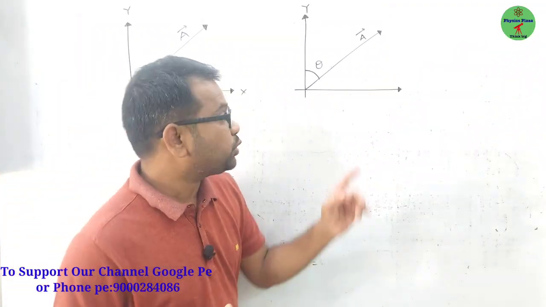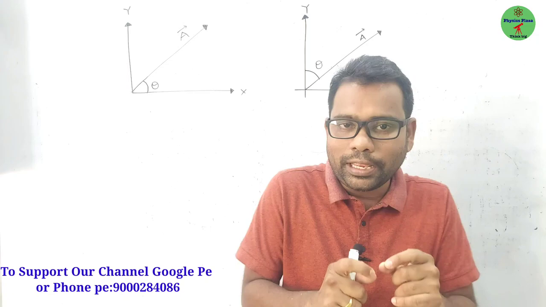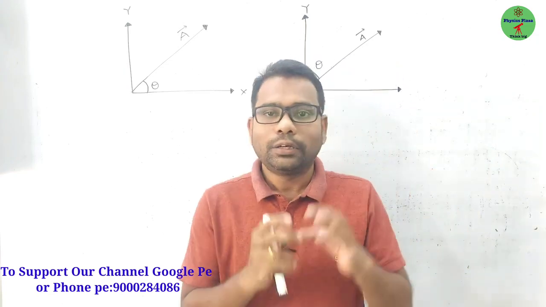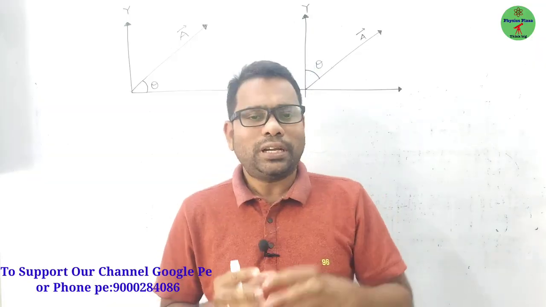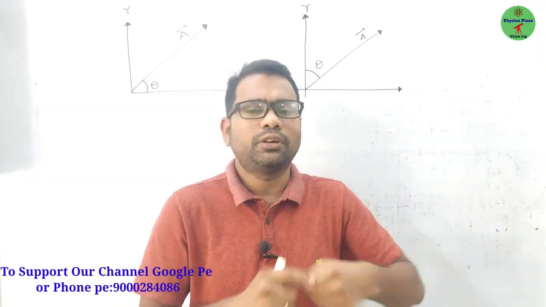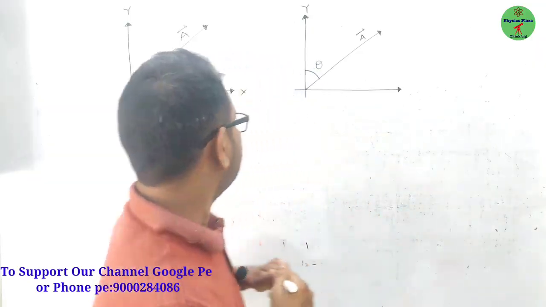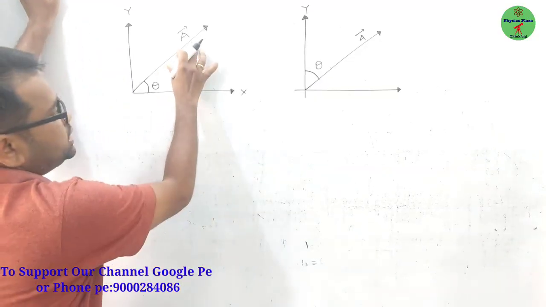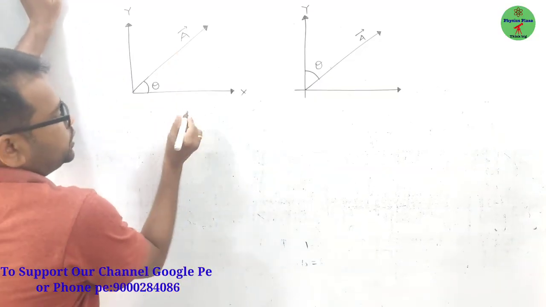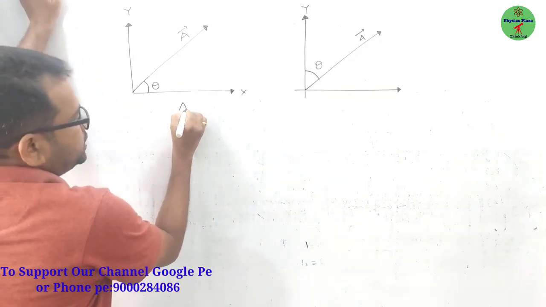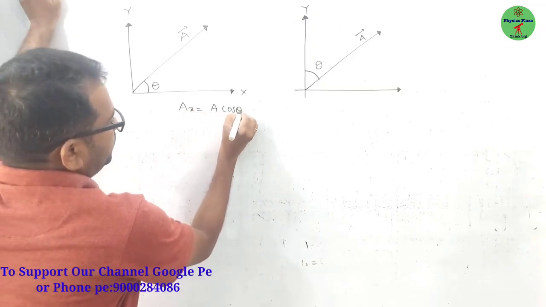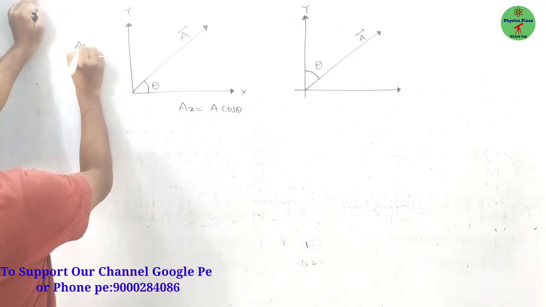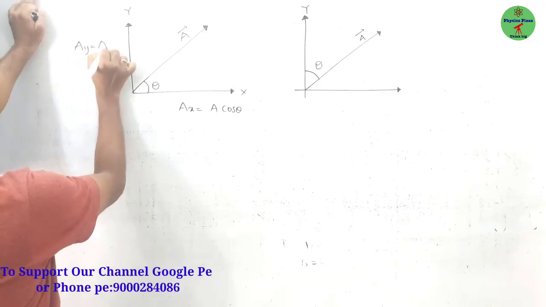Now let us see here, children. In these two diagrams, vector A is making angle theta. How can this vector be resolved? Children, this is the point we are going to use in today's entire discussion. Here, as vector A is making angle theta with the x-axis, its horizontal component is going to be A cos theta and its vertical component is going to be Ay is equal to A sin theta.